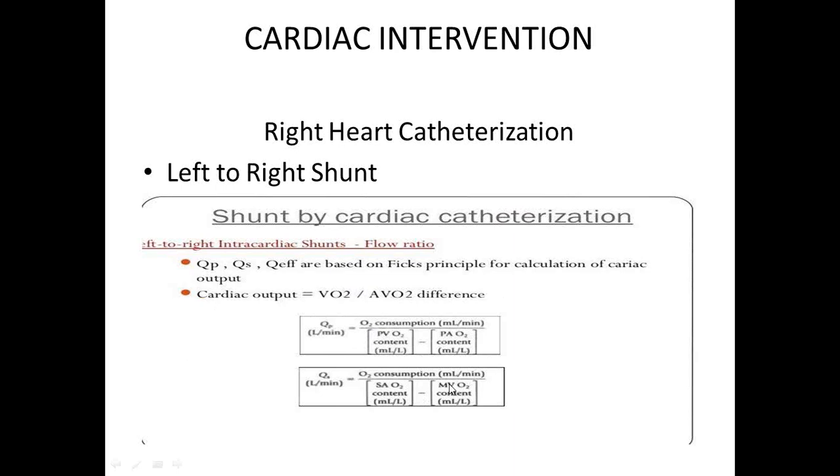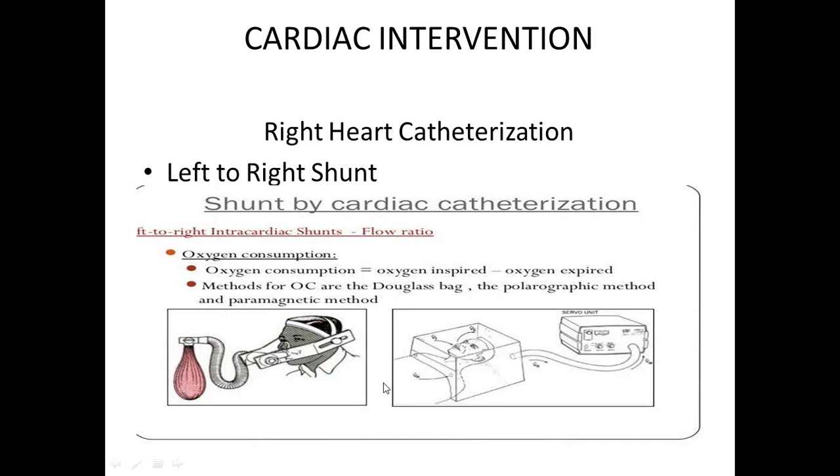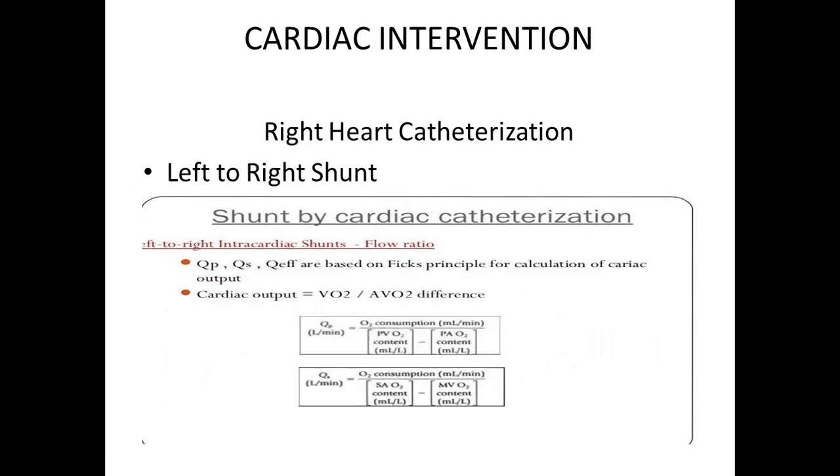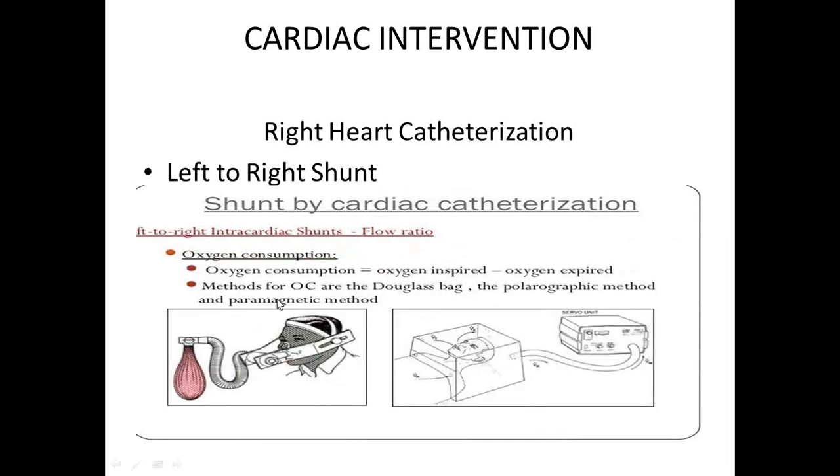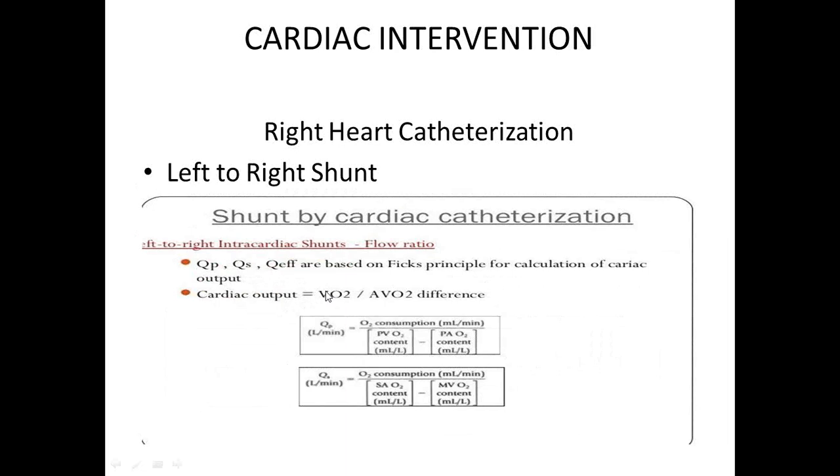Okay? And this is your arterial oxygen content, which is any arterial system you can get this from your aorta. Okay, so that's the formula. So again, your cardiac output is equal to oxygen consumption divided by your arteriovenous oxygen difference, and the oxygen consumption is in mLs per minute.